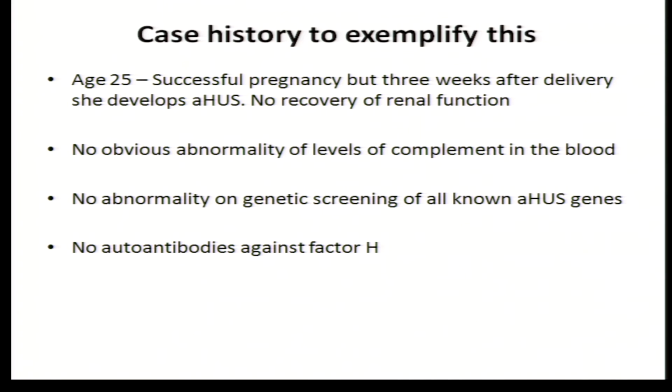We were sent samples of her blood and her DNA to analyze to see if we could see why she had developed atypical aHUS. And when we measured levels of those substances that Kevin already mentioned, like C3, factor H, we could find no abnormality whatsoever of those. We looked at all the genes that are known to be associated with atypical aHUS, and we couldn't find any abnormality of those either. And we looked for autoantibodies that Kevin has described against factor H, and we couldn't find any abnormalities of those.